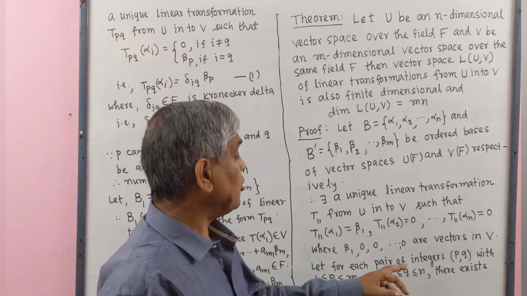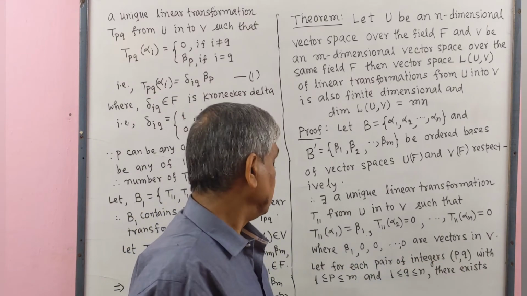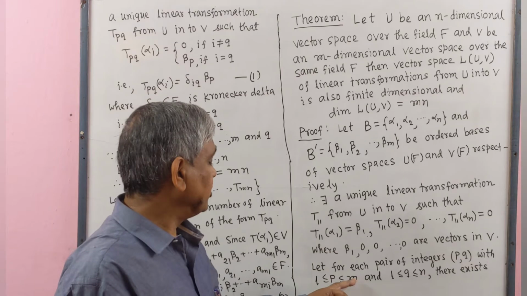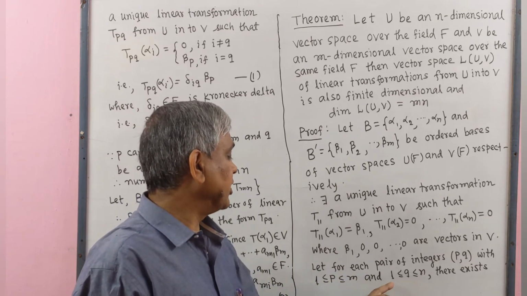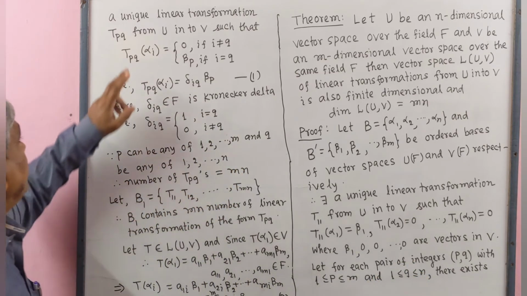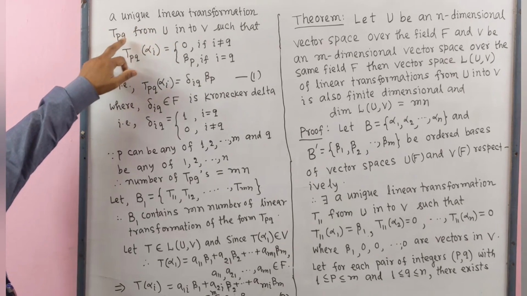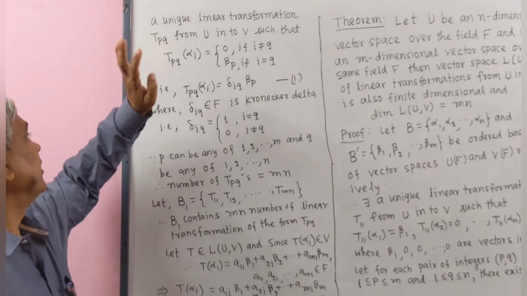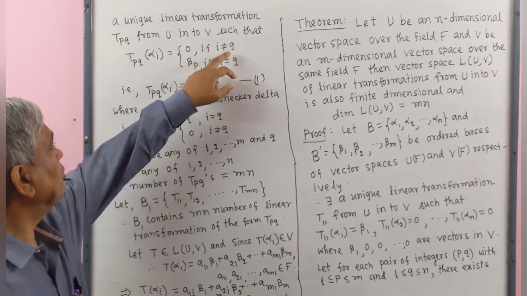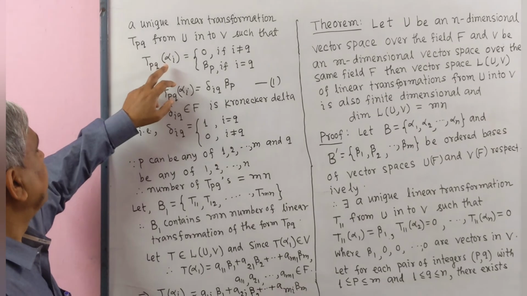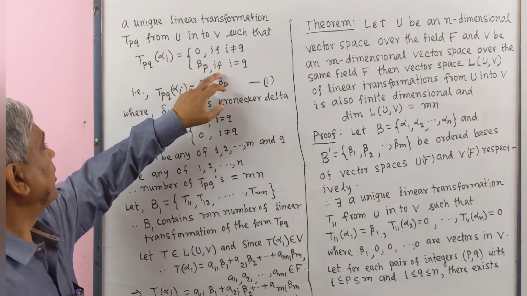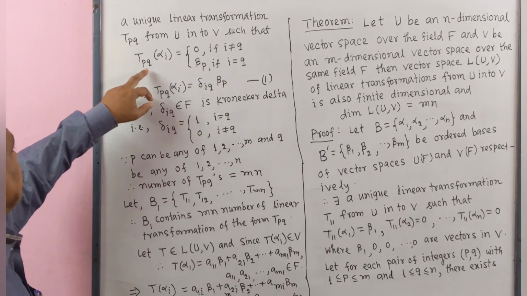Let for each pair of integers p, q with p greater than or equal to 1 and less than or equal to m, and q greater than or equal to 1 and less than or equal to n, there exists a unique linear transformation Tpq from U into V such that Tpq alpha i equal to 0 if i not equal to q, and Tpq alpha i equal to beta p if i equal to q. This is the generalized form.